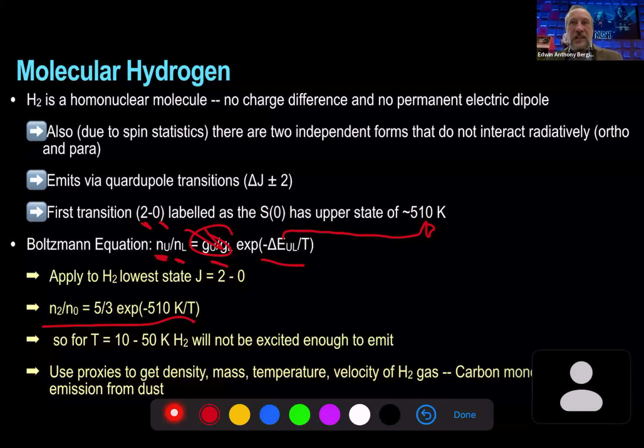And so that's where the density is, that's where the temperature is, right? The density of H2 is what I'm quoting for you for densities. The temperature of H2 is what I'm quoting to you as the gas temperature. But I can't observe H2. So what do we do? We observe other molecules, such as carbon monoxide, all right? And often we can use the dust as well, the emission from the dust itself. And that can be used as proxies to get the density of H2, the mass of H2, the temperature of H2, and even the velocity field of H2.